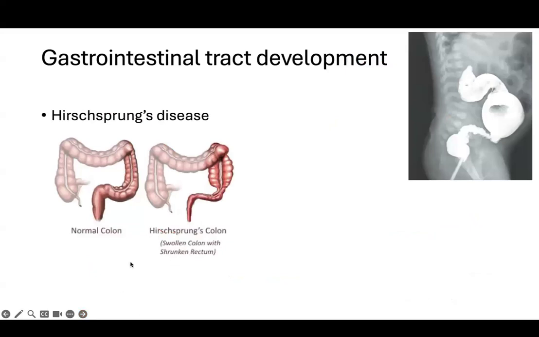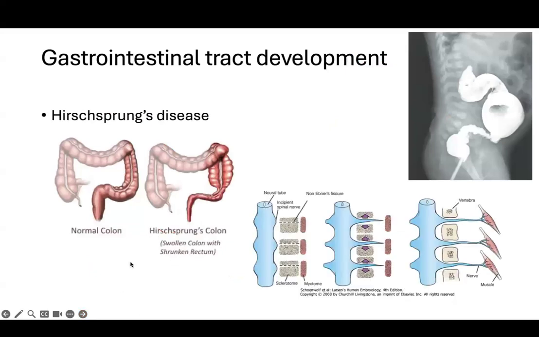Now, moving on to GI tract development. GI tract development is very complex, but the principles of it are very similar to the nervous system. You start off with primitive stages of the embryological tissue, and then it becomes more differentiated and specialized. For the purposes of time, I'm just going to talk about the defects associated with the development of the GI tract.